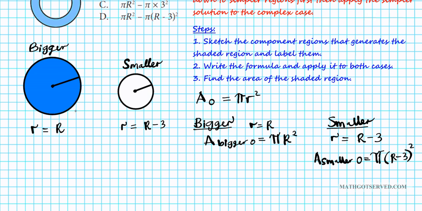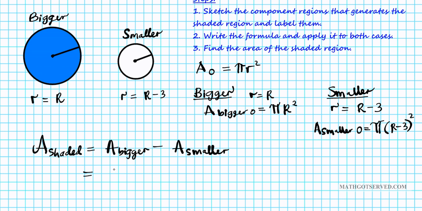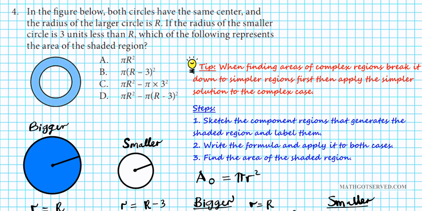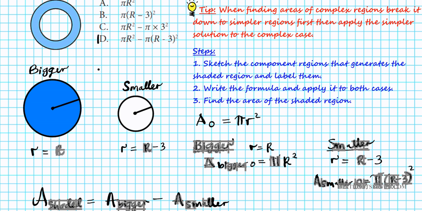Okay, so you see the power of breaking down complex problems into simpler cases. It's like a divide and conquer approach. Attack them in smaller pieces, and then you find out that you've been able to resolve the bigger problem. All right, so now we have the area of the bigger and the smaller. We're going to subtract the area of the smaller from the area of the bigger. What does that give us? That gives us the area of the shaded region. So area of the shaded is equal to area of the larger minus the area of the smaller. Okay, so let's go ahead and do that. Area of the bigger is pi times uppercase R squared minus area of the smaller, which is pi times the quantity R minus 3 squared. All right, so the answer for number 4 is option letter D.